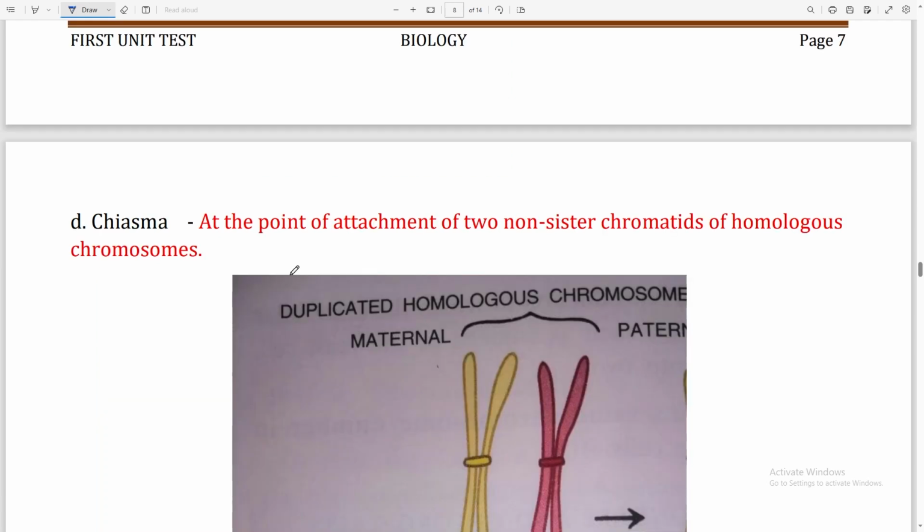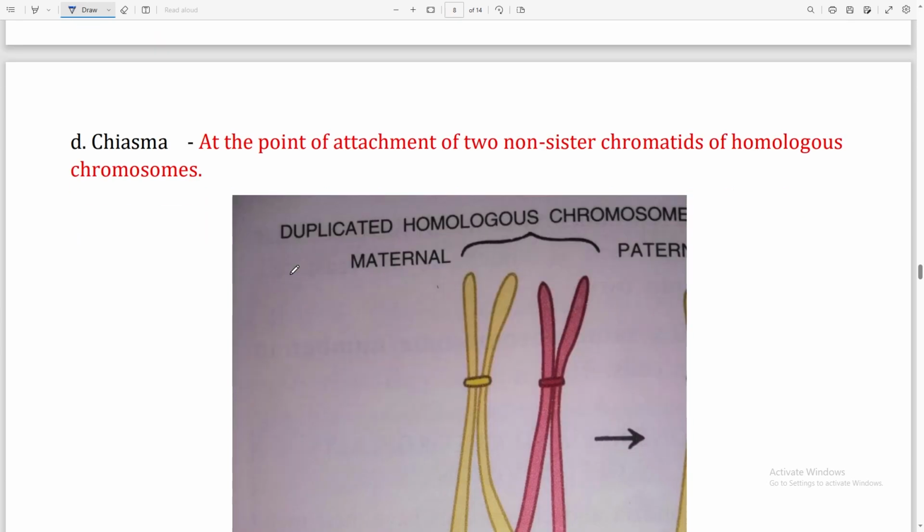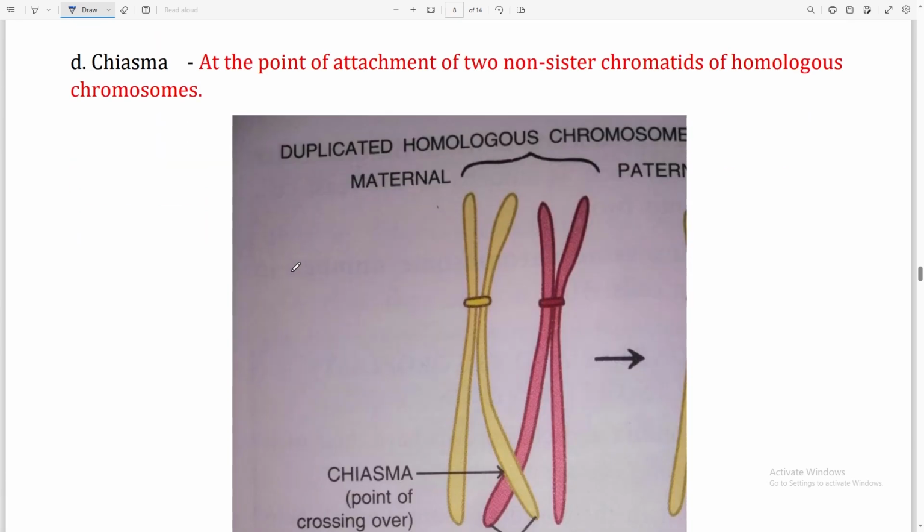Chiasma, at the point of attachment of two non-sister chromatids of homologous chromosome. This is the maternal chromosome and this is the paternal chromosome. Maternal and paternal, these two chromatids are sister chromatids. These two chromatids are sister chromatids. But this chromatid of this maternal chromosome and this chromatid of paternal chromosome are considered as non-sister chromatids. And where they meet, this is the meeting point of these two non-sister chromatids, and this is called as chiasma.